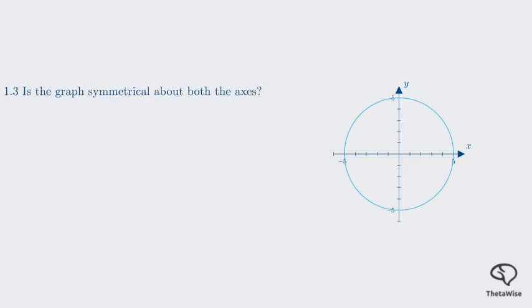Moving on to question 1.3, is the graph symmetrical about both axes? Symmetry means that one half of the graph is a mirror image of the other half. We can check for x-axis symmetry, y-axis symmetry, and even origin symmetry. Let's first test for symmetry about the y-axis. The rule for y-axis symmetry is that replacing x with negative x in the equation should result in an equivalent equation. Our equation is x squared plus y squared equals 25.